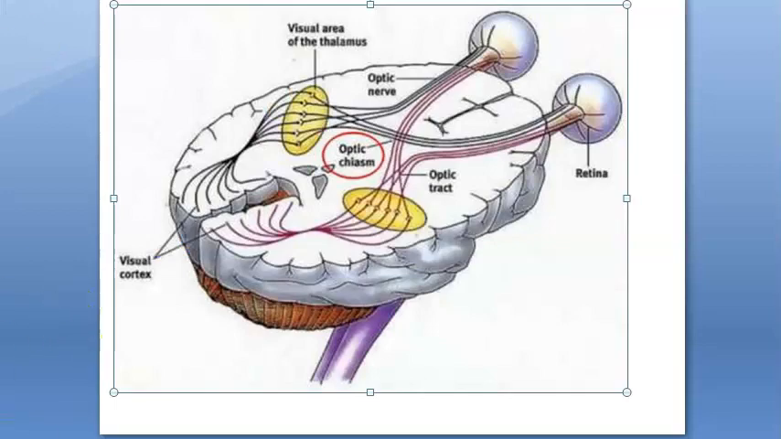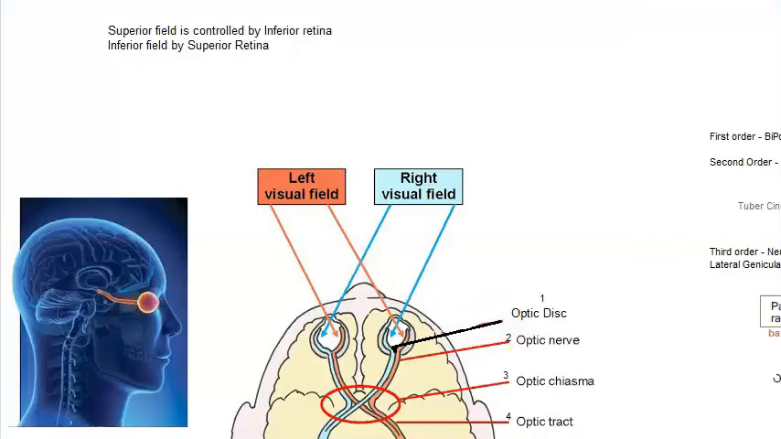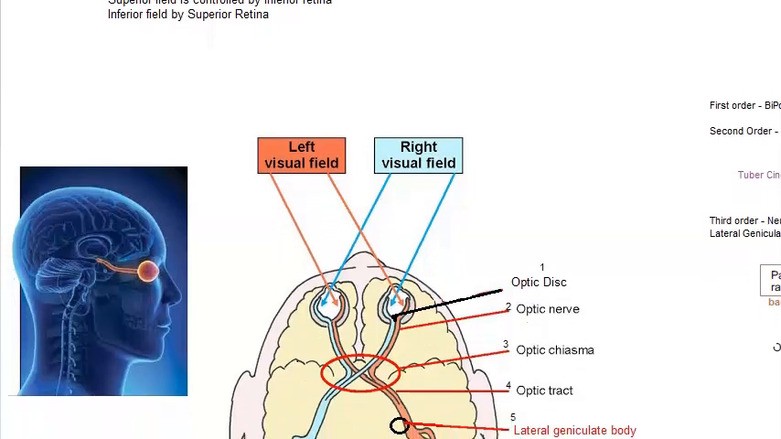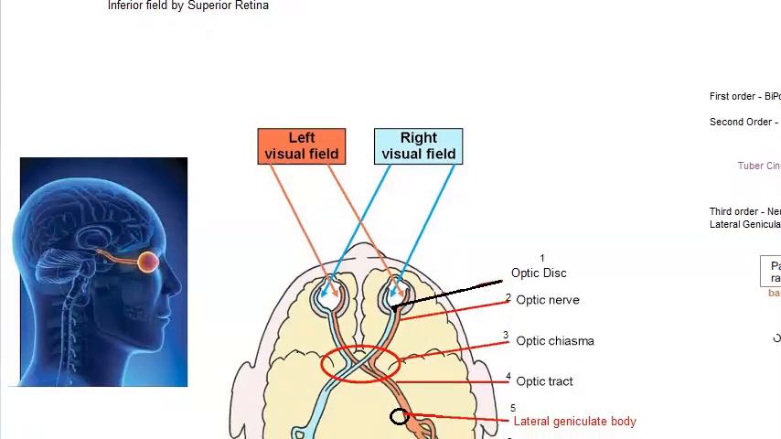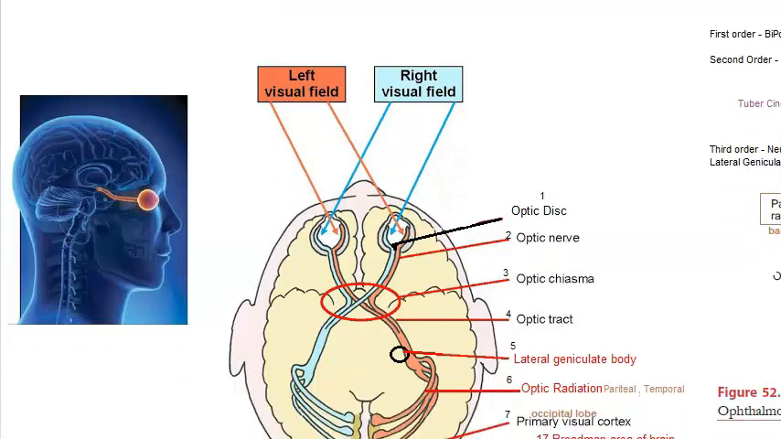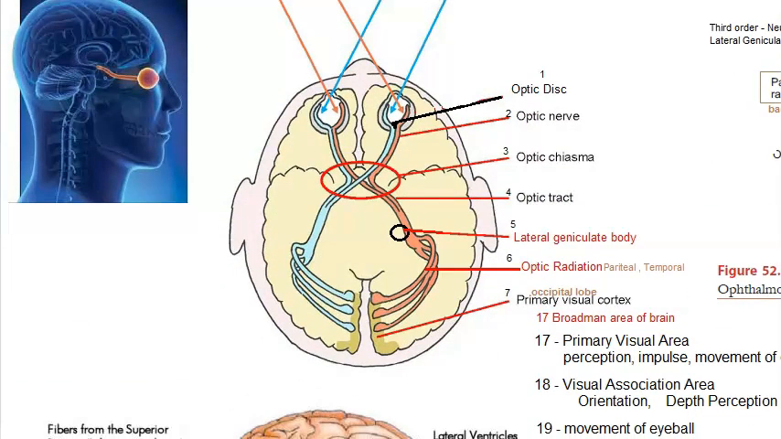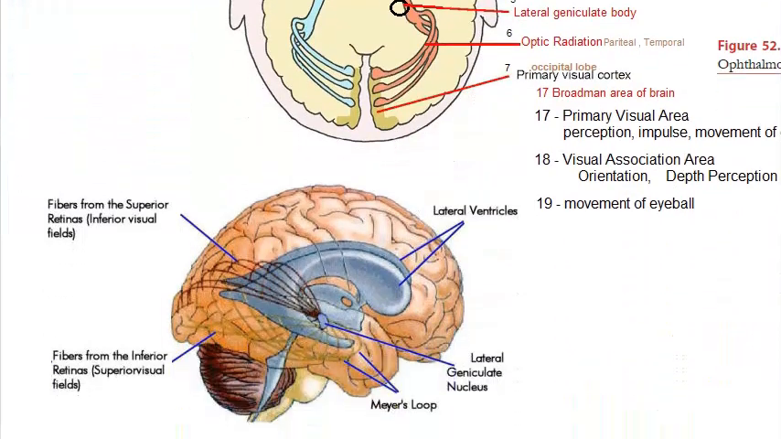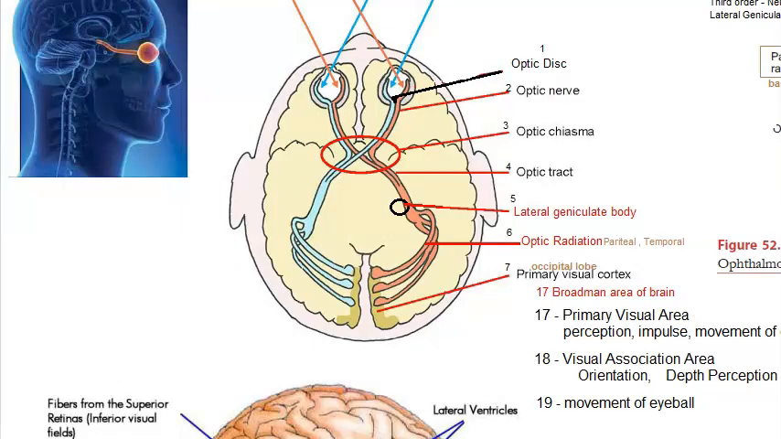So, in this video, what did you learn? Temporal field will fall on the nasal side of the retina. Nasal field will fall on the temporal side of the retina. Okay. Superior is controlled by inferior. Inferior is controlled by superior. So, from the optic disc, the information will go to the optic nerve, then to the optic chiasma, then to the optic tract. From there it will go to the lateral geniculate body and then the optic radiation, and from there to the occipital lobe, the primary visual cortex.